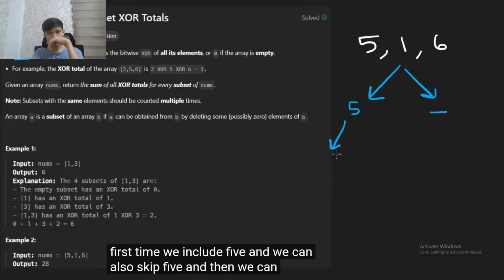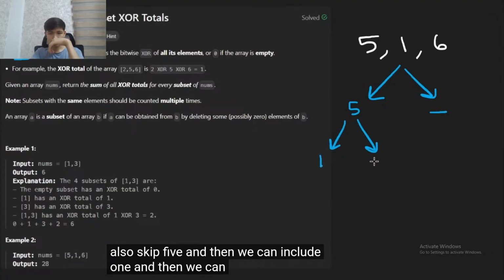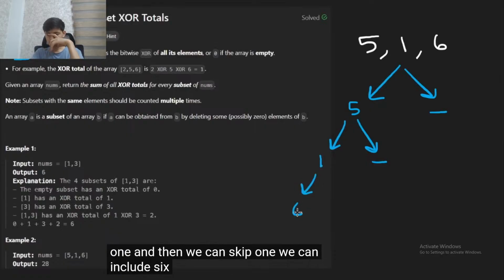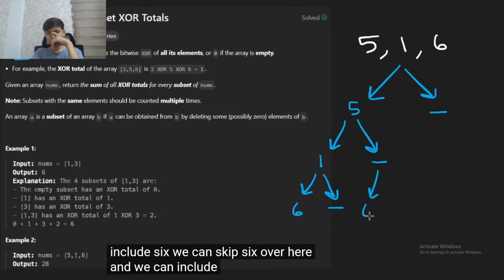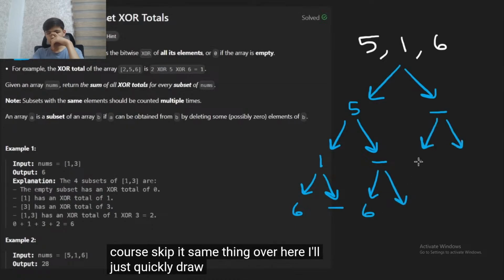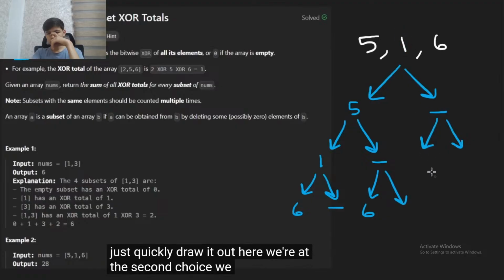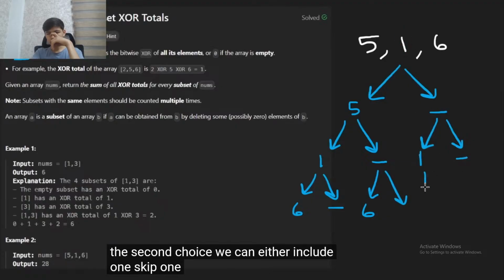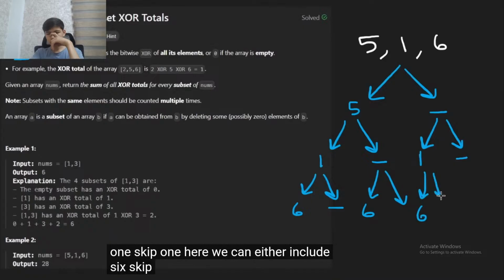And then we can include 1, and then we can skip 1. We can include 6, we can skip 6 over here, and we can include 6 here, and of course skip it. Same thing over here. I'll just quickly draw it out. Here we're at the second choice. We can either include 1, skip 1. Here we can either include 6, skip 6, and same exact decision down here.